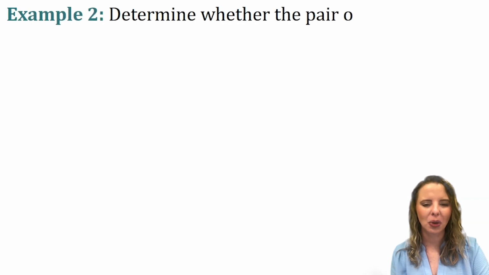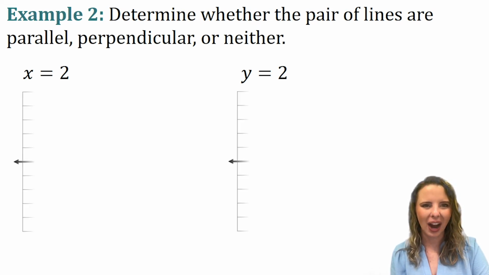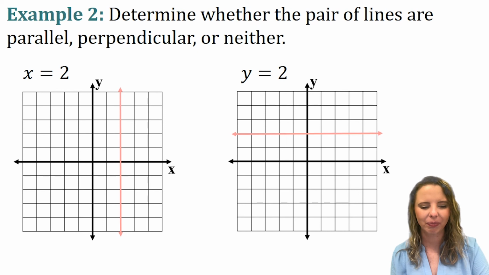In example 2, we're going to once again determine if the lines are parallel, perpendicular, or neither. We have x equals 2 and y equals 2. There's no way to get these equations in slope-intercept form, so we're going to look at them graphically. We also discussed vertical lines in our previous video. X equals 2 is going to intercept the x-axis at 2. Y equals 2 is going to intercept the y-axis at y equals 2.